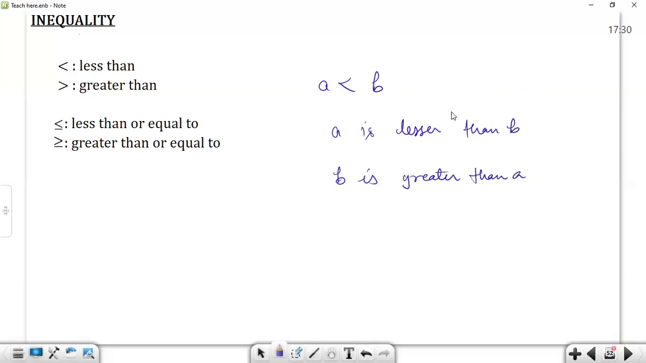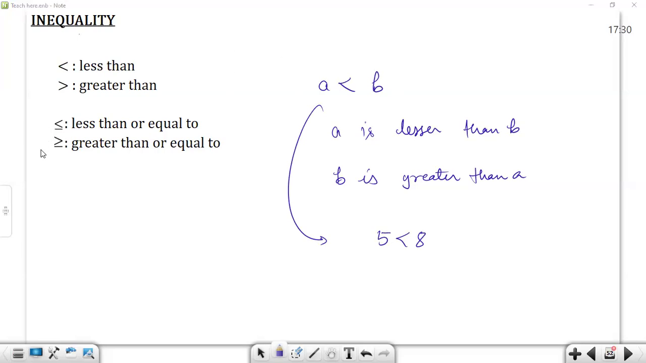Okay. So just a trick to remember: wherever the mouth of this symbol is open towards, that will be the greater thing. So now there is also one more thing to consider. Taking more examples of it, like 5 is less than 8, and 8 is also greater than 5. That's one example for this.